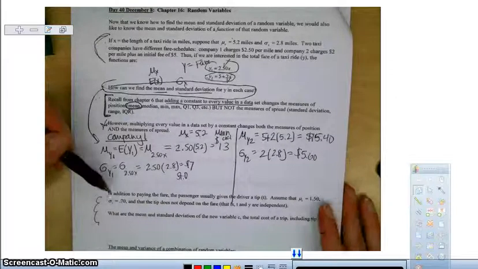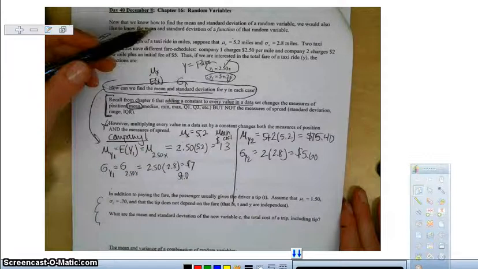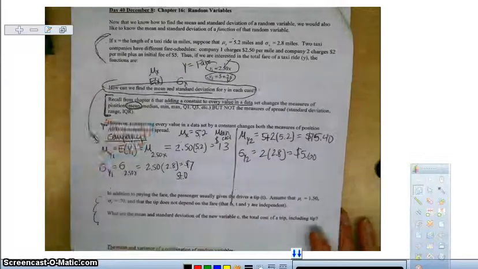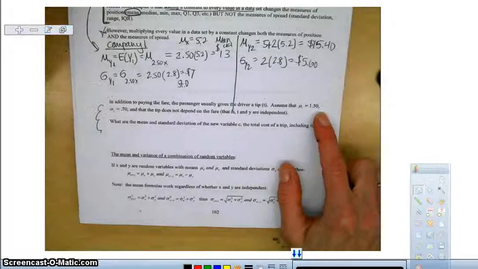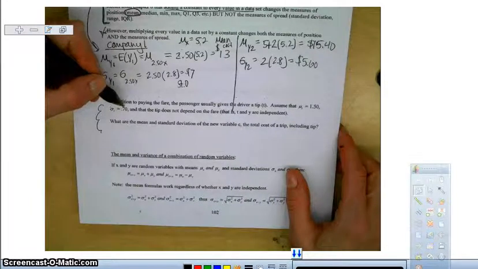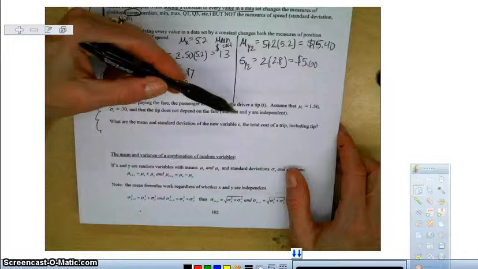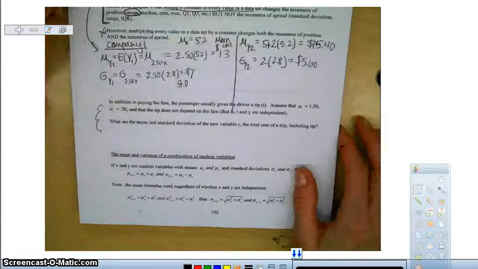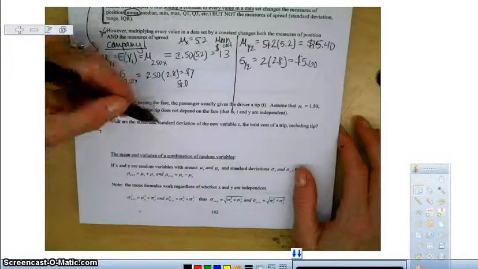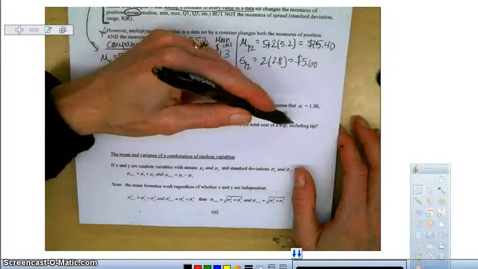So, in addition to paying the fare, the passenger usually gives the driver a tip. Assume that the mean of the tip is $1.50 and the standard deviation of the tip is 70 cents, and that the tip does not depend on the fare, that is, tip and fare are independent. What are the mean and standard deviation of the new variable C, the cost of a trip including a tip?